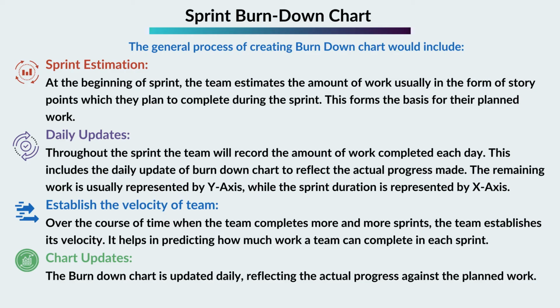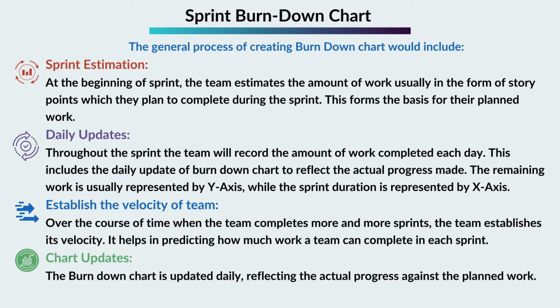Over the course of time, when the team completes more and more sprints, the team establishes its velocity. It helps in predicting how much work a team can complete in each sprint. Chart updates. The burn-down chart is updated daily, reflecting the actual progress against the planned work.